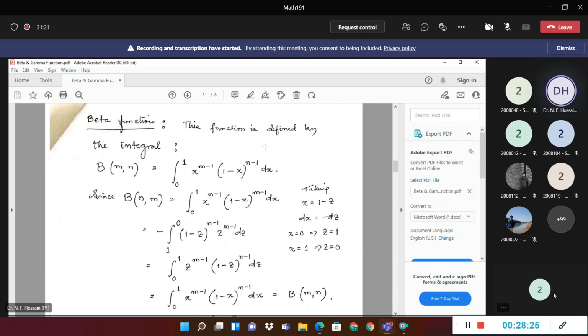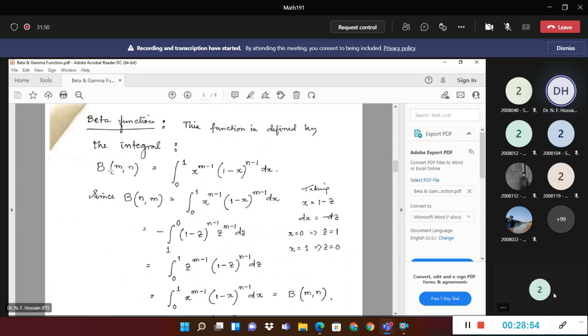Beta function, beta mn, because here two parameters are used, m and n. Beta mn is equal to the integral of x to the power m minus 1 into 1 minus x whole to the power n minus 1 dx. Here m and n are positive real numbers.